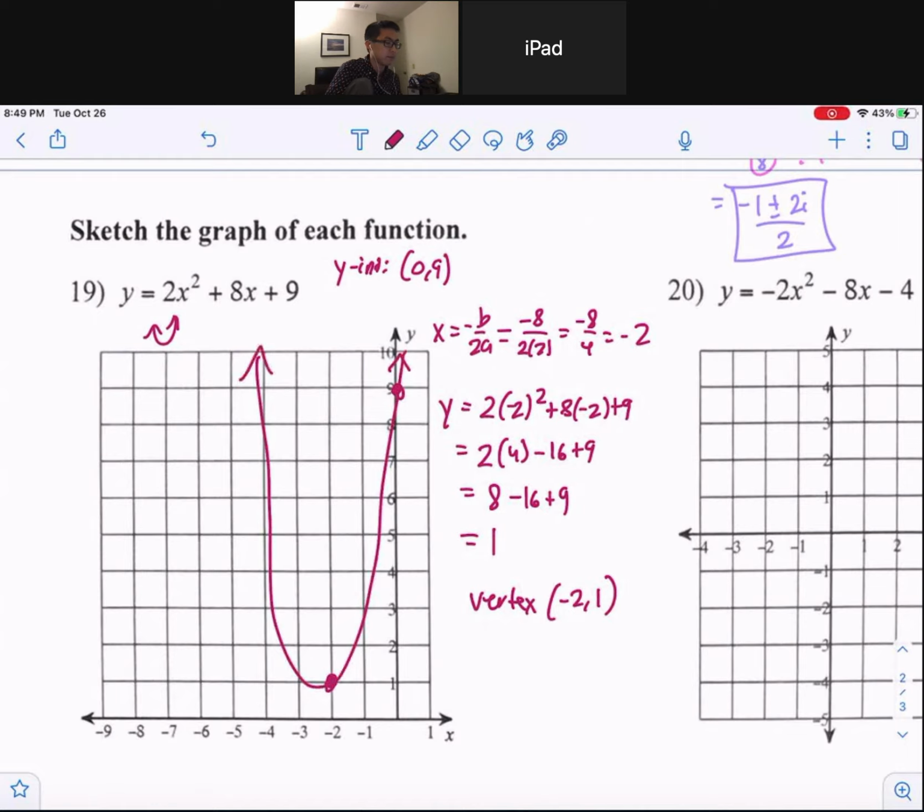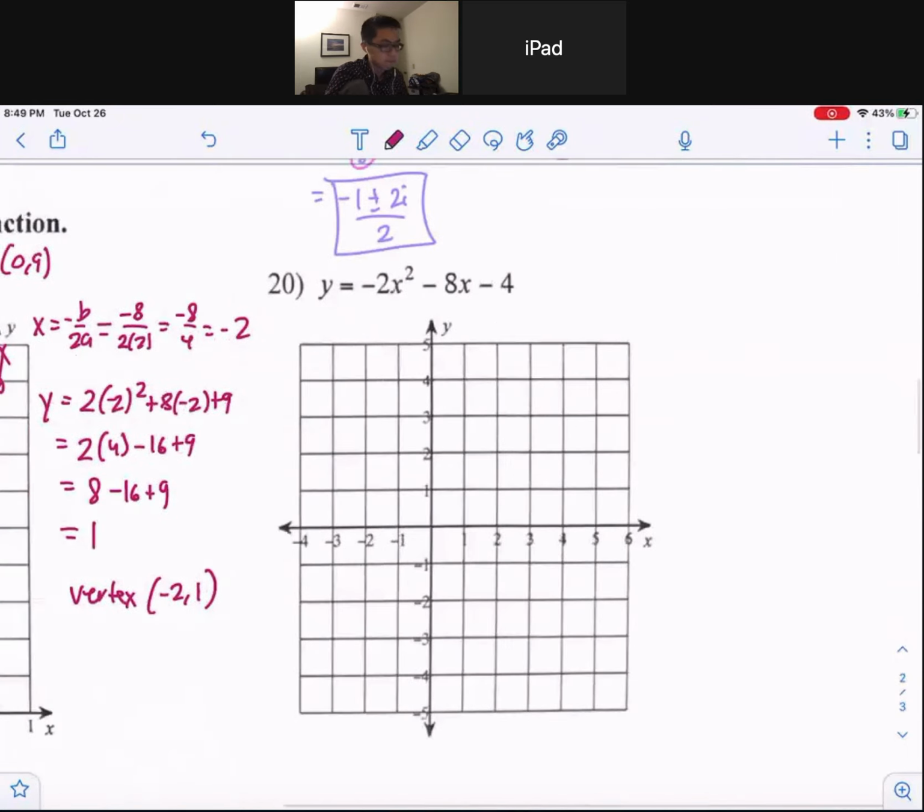Opens up, right? Next one: since it's a negative a value, that means it's going to open down. Your guys' y-intercept is 0, -4. Okay, axis of symmetry, right? Negative of b is -8, over 2 times your a value, 2 times -2. 8 over -4, which is -2.